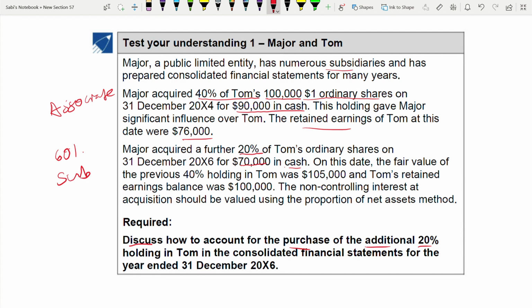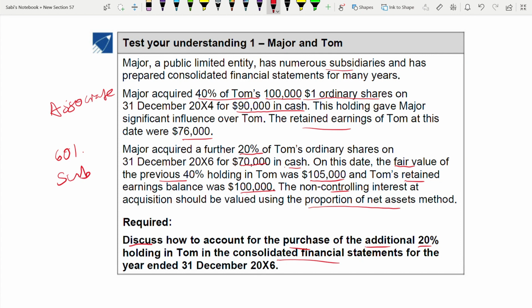On this date, the fair value of the previous 40% was 105,000. Their retained earning balance was 100,000. NCI will be on a proportion of net assets, so you will not be given the fair value of NCI. You have to calculate goodwill and all those things, because it goes in your consolidated financial statements. NCI, goodwill, net asset, retained earnings, all these things you need.